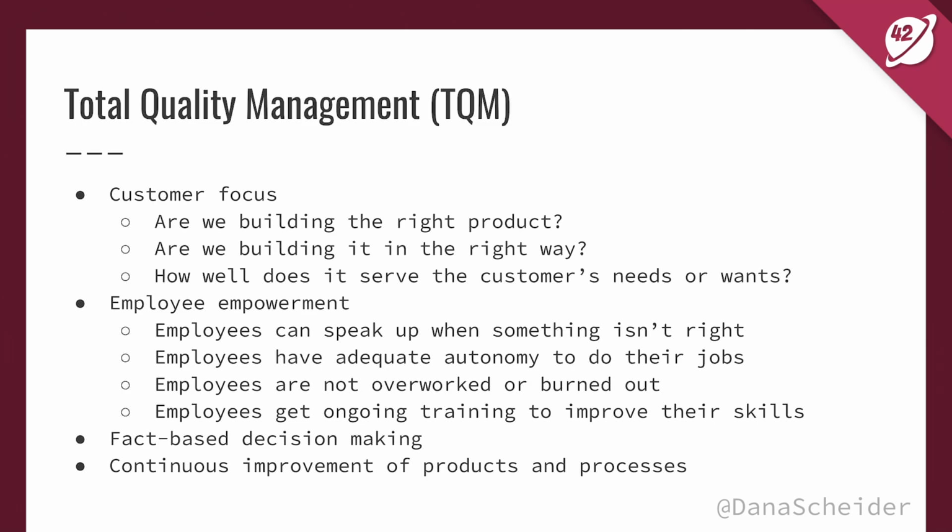The final key component of TQM is continuous improvement of products and processes, which fits in really well with Agile, focusing on an ongoing basis on whether you're doing things in the right way, what incremental improvements you can make to your product so that they'll serve your customers better. Are there any process changes that could be made to make this happen?